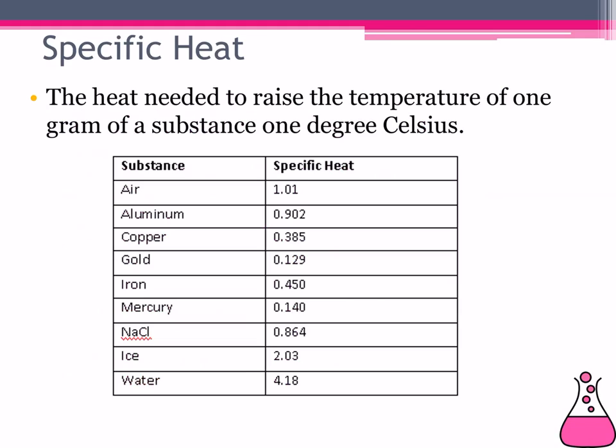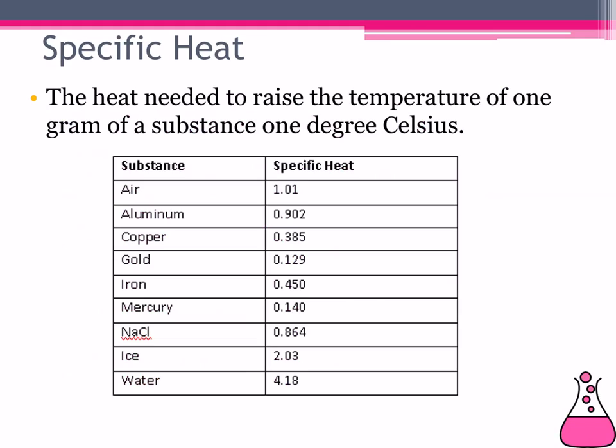But something like water has a specific heat capacity of 4.18. That's considered a very, very high specific heat capacity. So it's a little bit more challenging. You have to add a little bit more energy to change the temperature of water by 1 degree Celsius. And this makes sense if we think about it.